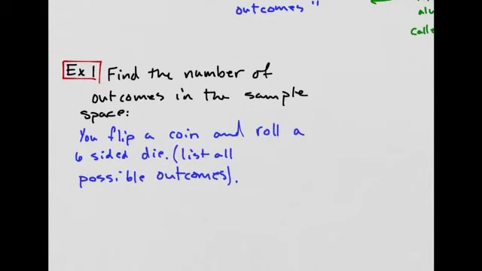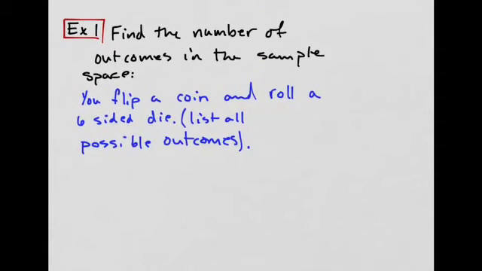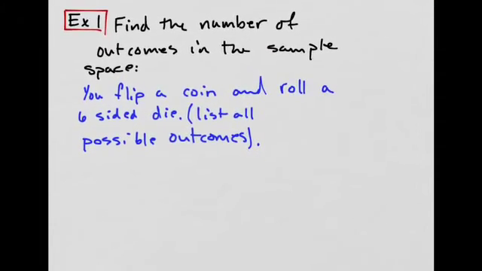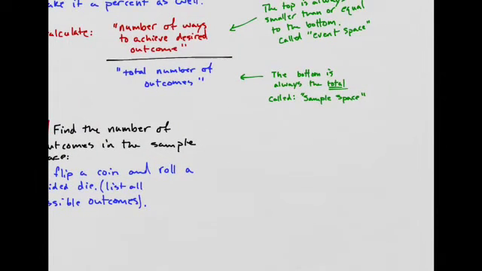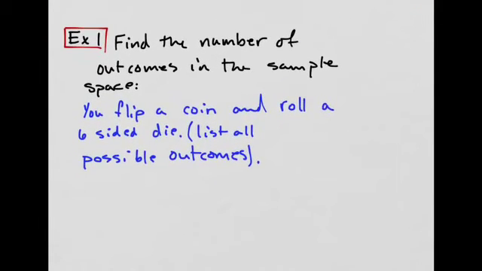So let's take a look at our first example. Find the number of outcomes in the sample space. So again, sample space, this is something to remember. The sample space is the total number of outcomes. I might quiz you on that. It's the total number of outcomes. The event space is the number of ways to achieve a desired outcome, a specific outcome.